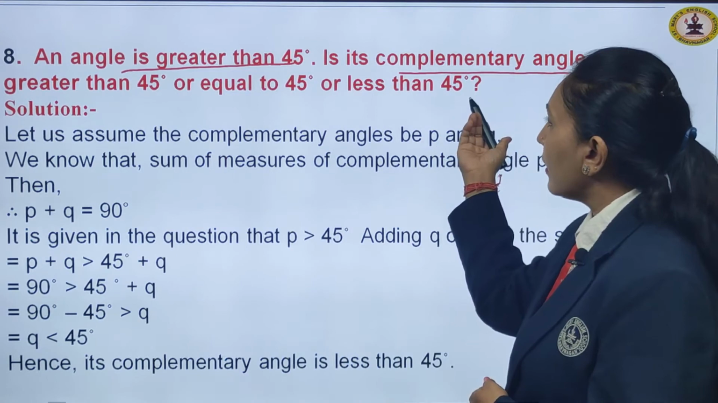Since they have a common vertex O and common arm AO, still we find that they are not adjacent. Why? Because they do not have non-common arms on both sides of the common arm. You can see here, this is the common arm, this is the arm, but this is not common to it. So, we cannot tell that they are adjacent.